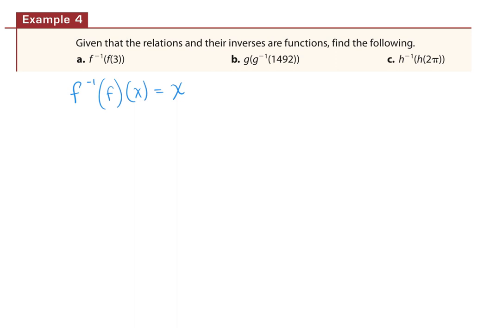So that means if I put a number in here and I take the composite, I should always get the number that I started with. Anytime you take a composite of two functions, you get your x value. Well, this just represents what I'm plugging in for x. So if I know that these relations and their inverses are functions, then anything I put into the function with the composite of the inverse will give me what I started with.